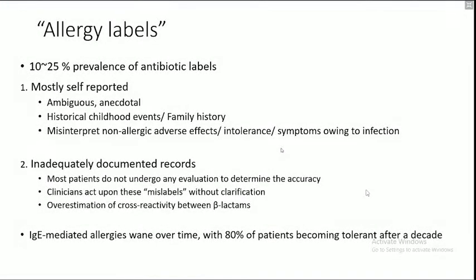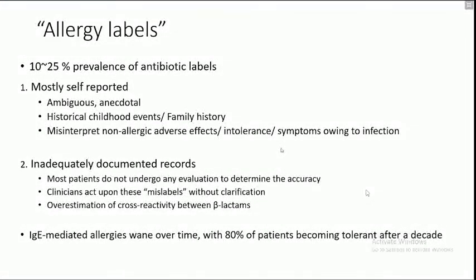Maybe their parents have told them, or it's just a family history, or they might misinterpret a non-allergic adverse effect, like intolerance, or sometimes with infections, like viral infections, they can get skin rashes. So sometimes they can misinterpret those skin rashes as an allergy. And these allergy labels can also be created by medical people, by inadequate or inappropriate documents or records, right?